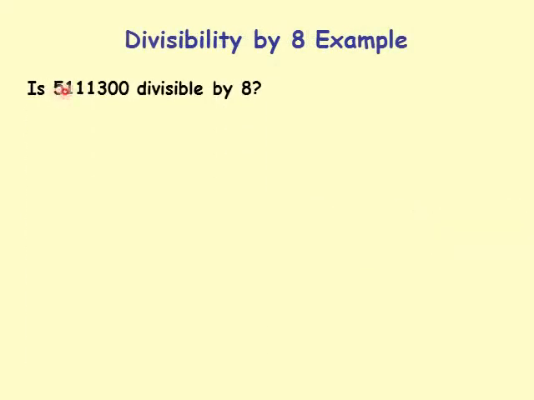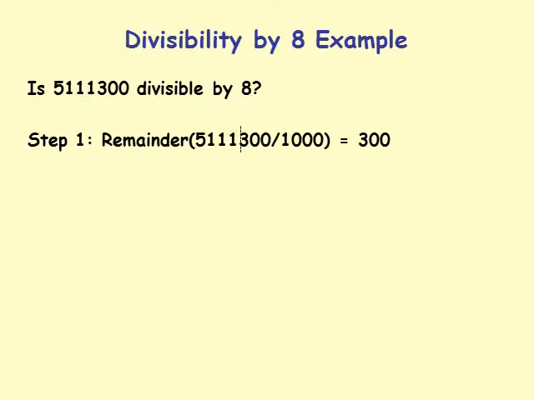Continue here. Is 511,300 divisible by 8? Okay, let's continue. First we do remainder by 1000. So 511,300 divided by 1000, the remainder is 300. The way we divide by 1000 is separate out the last three digits and draw a line to the left of it. So the 511 on the left is the quotient, and on the right 300 is the remainder. Let's continue. Next step.